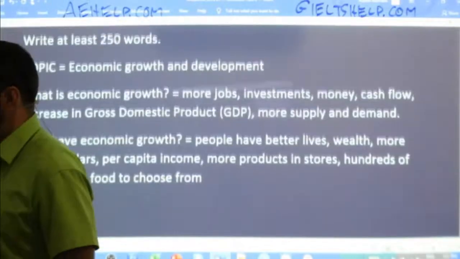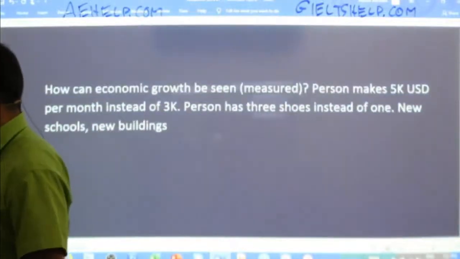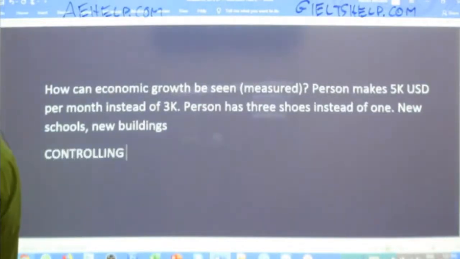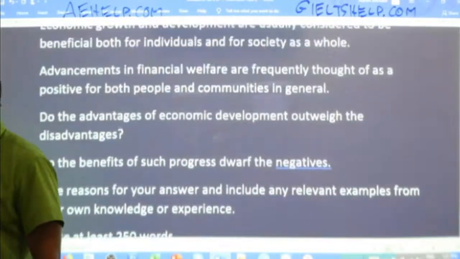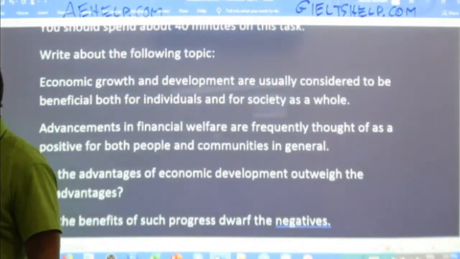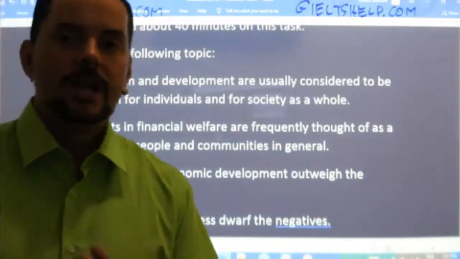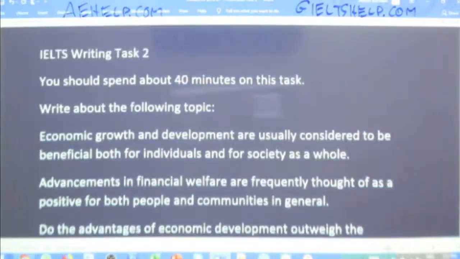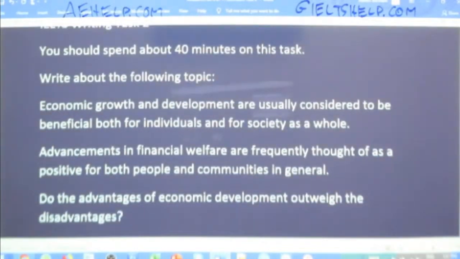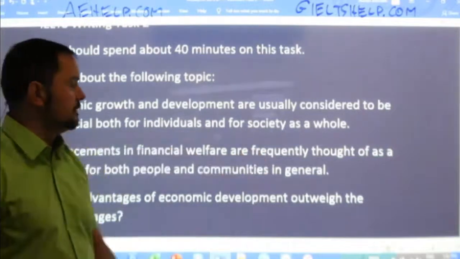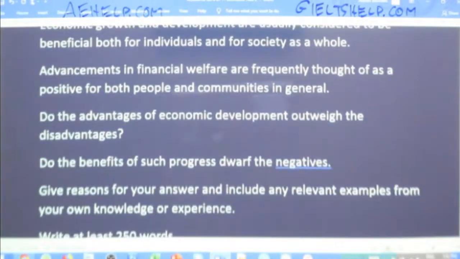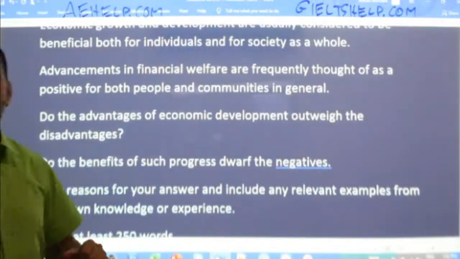All right, that's fantastic. Now, what is the controlling idea? And you really have to go far down this rabbit hole to get a good answer for this essay. And I think that's why, Rahul, you sent this question, because you wanted to see how to develop the right ideas for responding to this kind of an essay, right? So here's the original question again. Don't be shy to go back and read it when you're thinking of these topic, controlling idea, critical thinking, what, why, how. So economic growth and development are usually considered beneficial for both individuals and for society. Advancements in social welfare, okay, that's my paraphrase. Do the advantages of economic development outweigh the disadvantages?